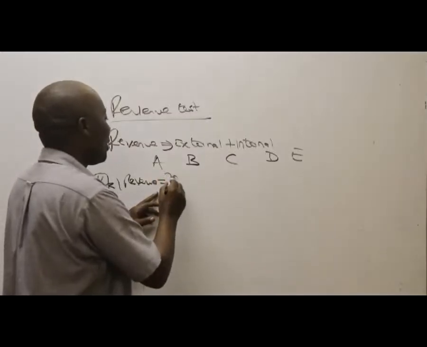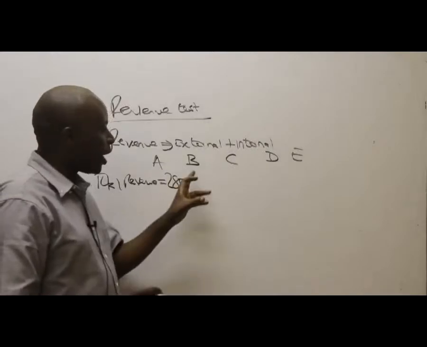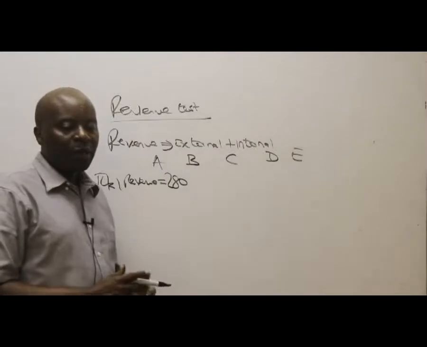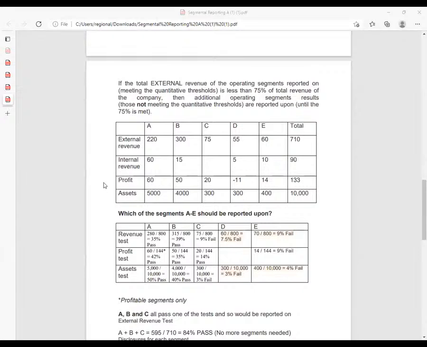Now, if you've been able to take a screenshot of that question, it's important to take screenshots of questions. How about boy? For boy, you can see 315. Cow, I can see very well, the total revenue for cow is 75. For dog, the total revenue is 55 plus 5, giving me 60. And then we have E, which is 60 plus 10, which gives me 70.